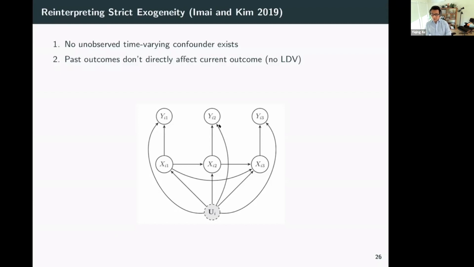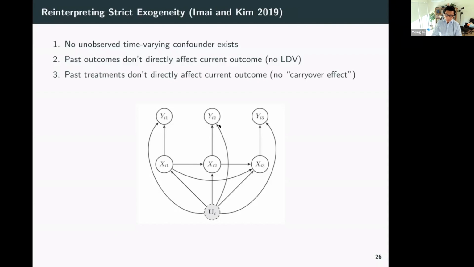If you use GMM, it's actually less trustworthy. Another problem is past treatments that do not directly affect current outcome. There's no carryover, and past outcomes do not affect the current outcome. So I'll draw these lines on this plot.